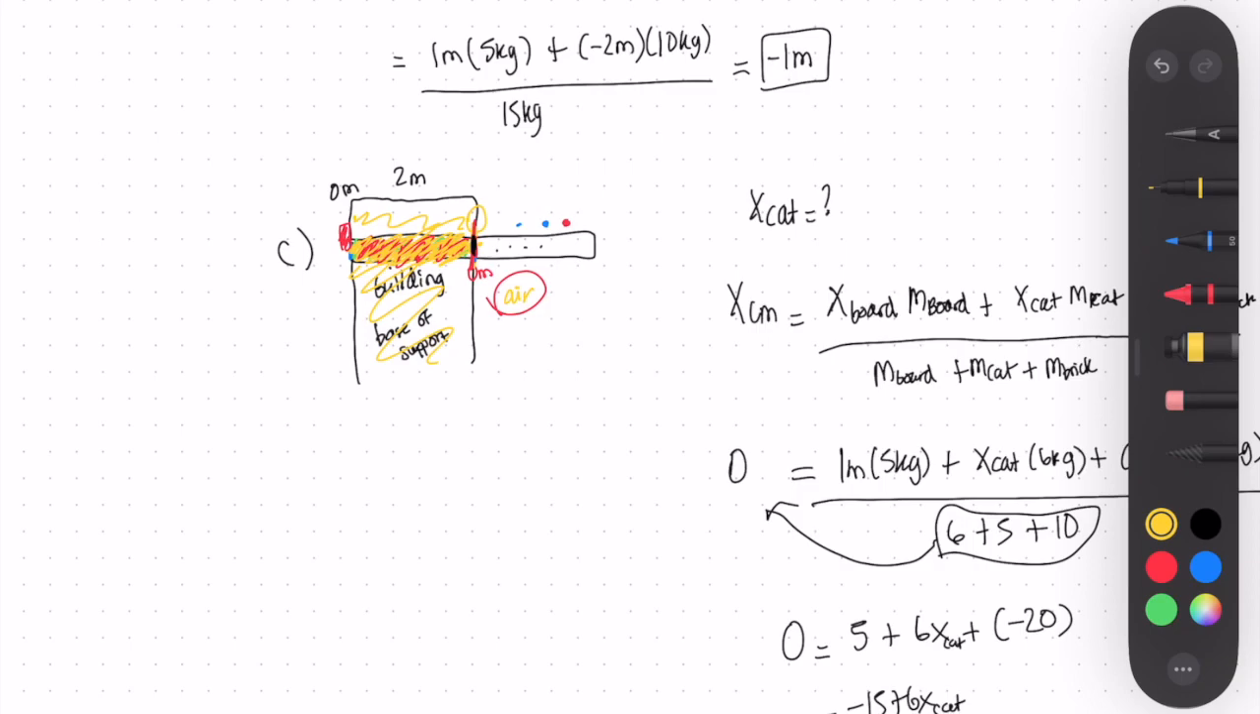But yeah, so does that make sense for problem 3? Any questions at all about problem 3? Yeah, that makes sense. Okay, awesome.